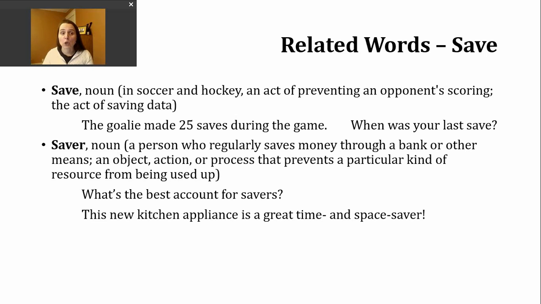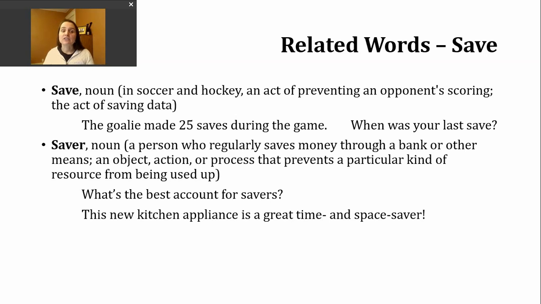Another related word is the noun saver. And it might not surprise you that this, like our verb and the earlier noun form, can have a couple different meanings as well. So the noun saver could be a person who regularly saves money through a bank or some other means. Here's an example of that usage. What's the best account for savers?